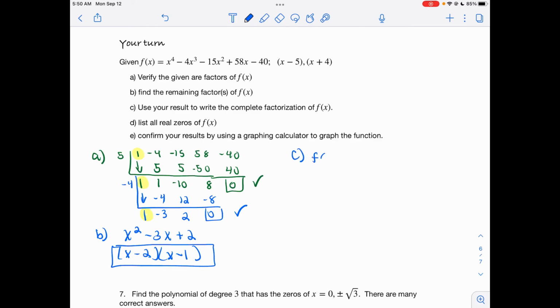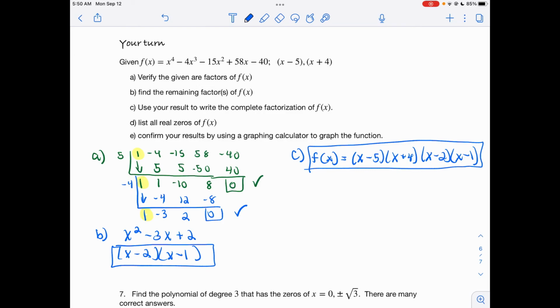And then write f of x as the complete factorization. So the factors I verified were x minus 5 and x plus 4, and the factors I found were x minus 2 and x minus 1. So there's the complete factorization of this polynomial.